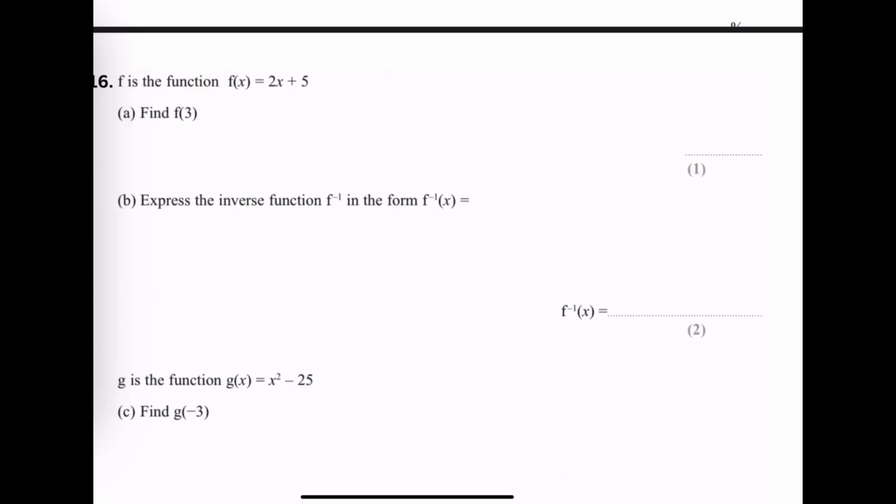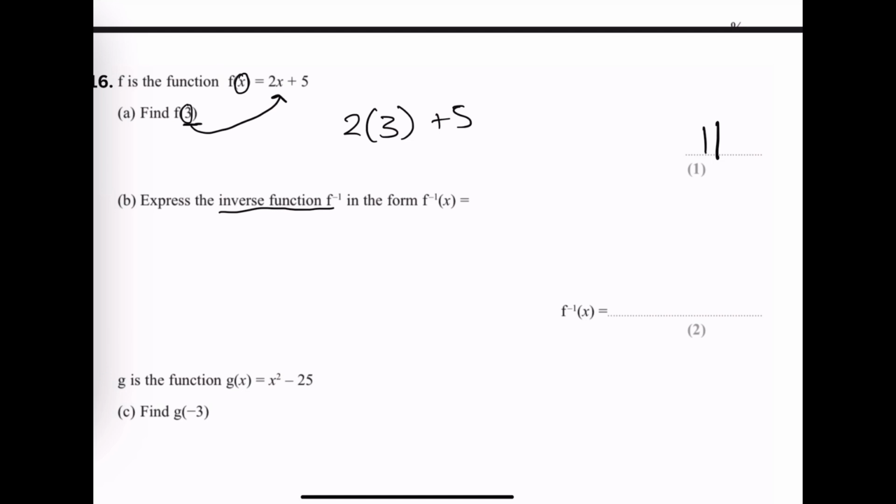f is the function f(x) equals 2x plus 5. So find f(3). What f(3) basically means is that the 3 replaces the x over here. So we just put the 3 wherever we see an x. So just 2 times 3 plus 5. If you just put that, it will equal 11.